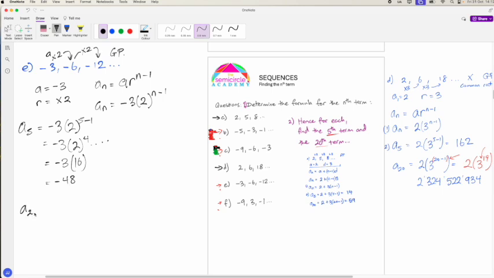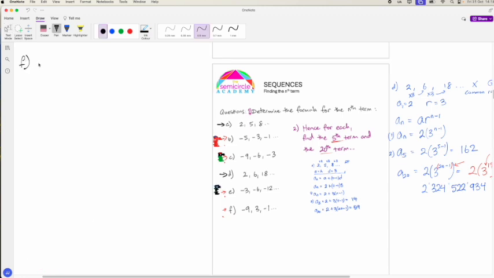Now the A20 is going to be negative 3 times 2 to the power of 20 minus 1. So negative 3 into 2 to the power of 19, which is negative 3 into 2 to the power of 19 gives us, whoa, 524,288. I'll just multiply that by 3 one time to give us 1,572,864.